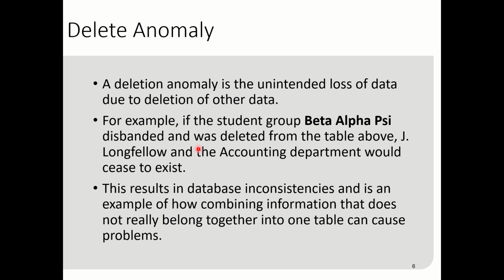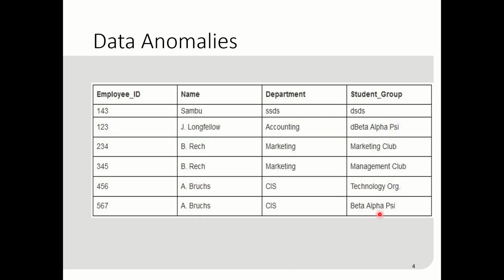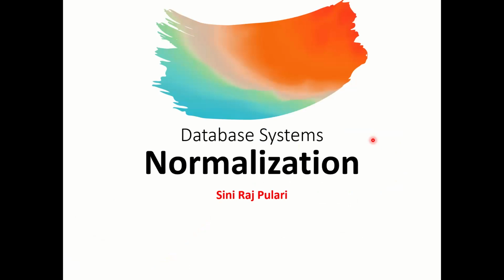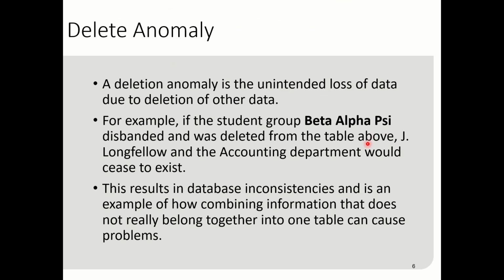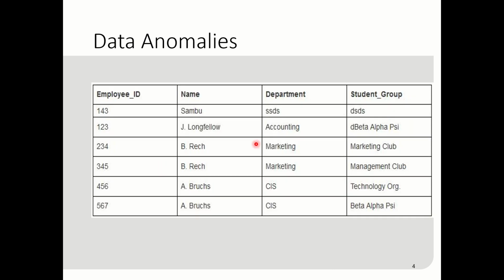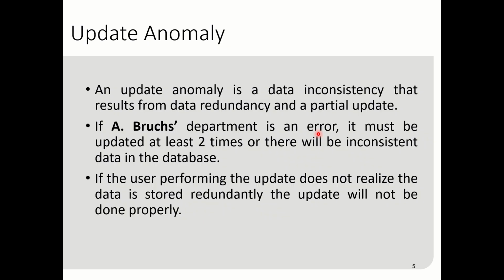Then another anomaly which will happen is that, when we delete this, we don't know whether this J long fellow is basically part of this one, or it's actually a different company or not. So if the student group Beta Alpha Phi was disbanded, was deleted, and J fellow and the accounting department would cease to exist, right? So this is another issue which will happen. I mean, we don't know whether they are actually part of it, or to be deleted or not.